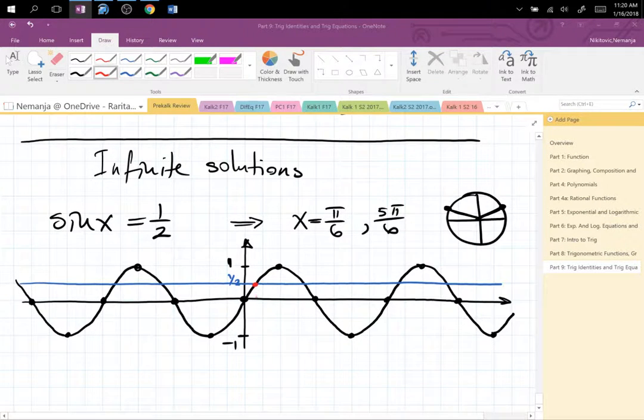The intersection is pi over 6 and 5 pi over 6. But then there is another one over here and here. Now here's the cool thing. Observe that the next one happens at 13 pi over 6. And then this one at 17 pi over 6.